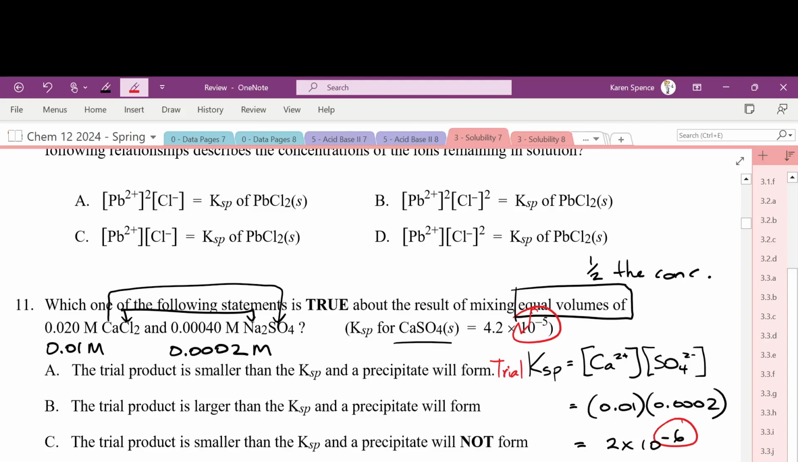So if you ever forget to write Q and you write KSP by mistake instead, you can always just stick a trial in front of it and it becomes Q. So if you're like me and you always forget, just stick a trial in front of it and you're good to go. So the trial product is smaller than KSP, and if it is smaller than KSP, then a precipitate will not form. Okay, so there's our answer there.